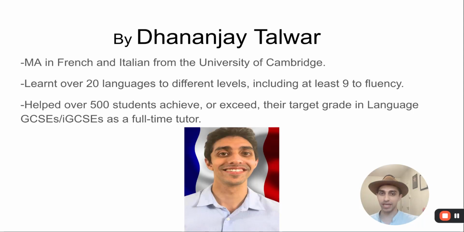Just firstly, my name's Dan Anjay Talwar, and I studied French and Italian, modern languages, for my MA degree at the University of Cambridge. I graduated in 2015, and I've been a full time tutor mostly since then, an educator in some form since that time. I'm really passionate about languages and language learning, as I'm sure you'll be able to tell. And I have learned more than 20 languages to different levels, which include at least 9 to fluency, so one of which is German.